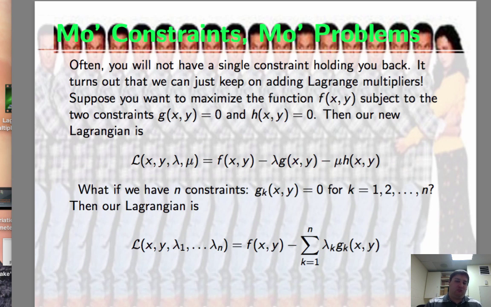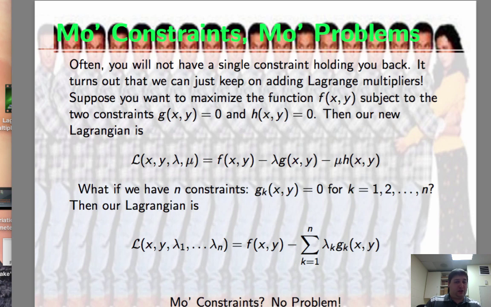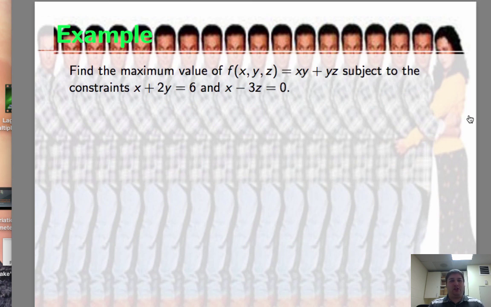But if n was 94, I would have 94 different things that I'm subtracting off. Okay, so that's the setup. So I claim that if we have more constraints, it is no problem. This is a piece of cake, except that the algebra is going to be an absolute nightmare. So let's do just a relatively simple example.